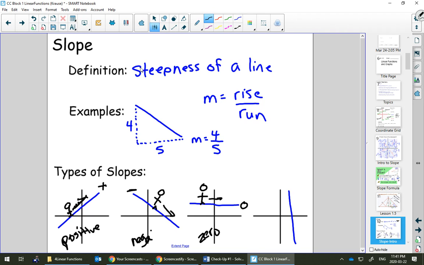So when we're looking at a graph, we're always looking from left to right. So as Johnny walks from left to right, if he moves up, his slope is positive. When Johnny moves from left to right, he moves down, his slope is negative. And when Johnny moves from left to right, if there's no change, the slope is 0.